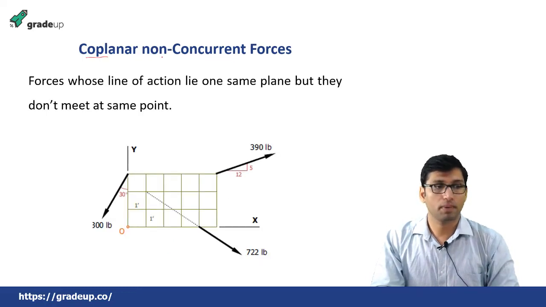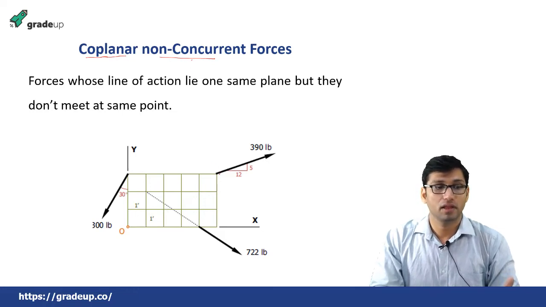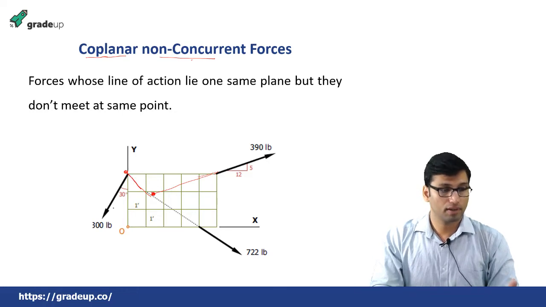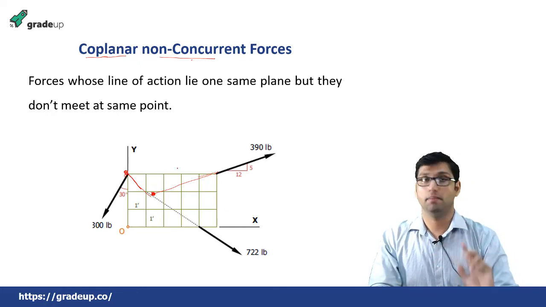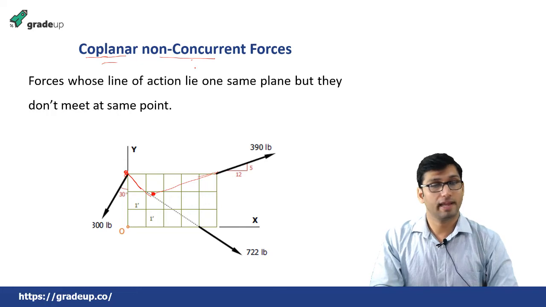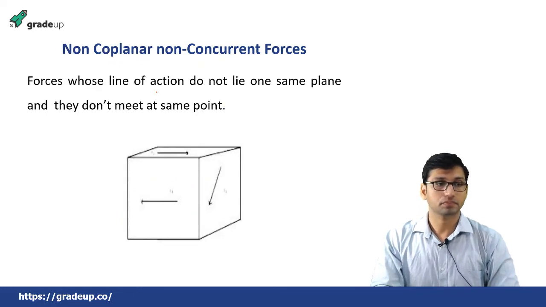Next is called coplanar and non-concurrent forces. Coplanar means same plane, and non-concurrent means the lines of action of the forces are not meeting at the same point. So this is the line of action. This force is meeting at this point, this force is meeting at this point, and this force is meeting at this point. So all the forces are not meeting at the same point, but the plane is the same. So that is called coplanar and non-concurrent forces.